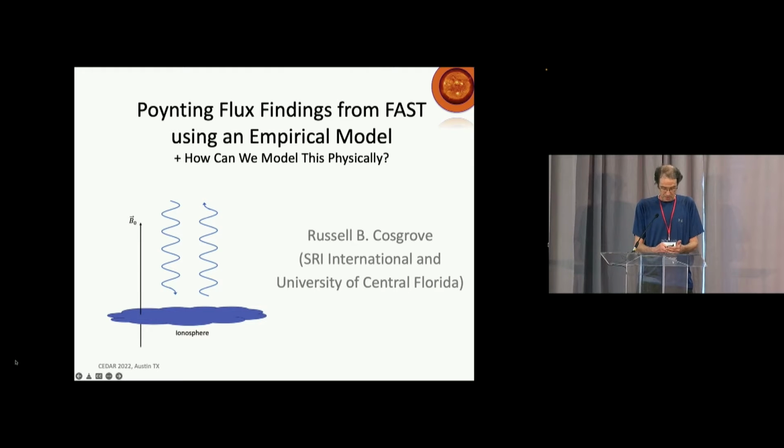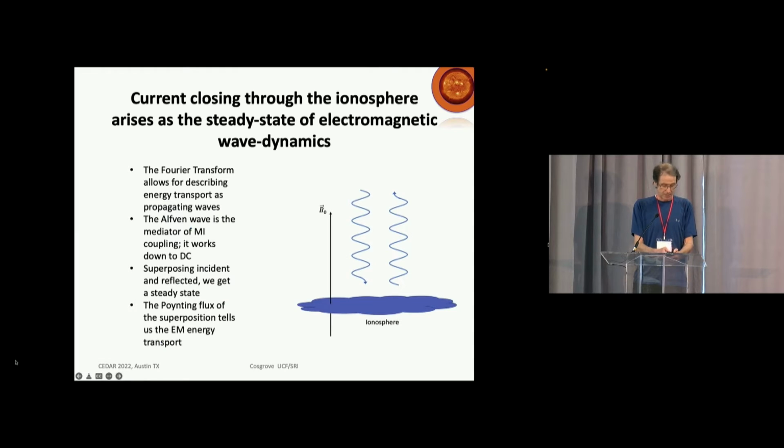So it's called Poynting Flux Findings from FAST using an empirical model. Plus, how can we model this physically, which I probably don't really have time for, but it'll just be a quick advertisement.